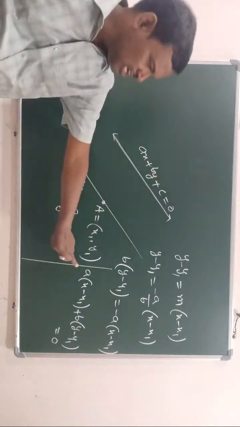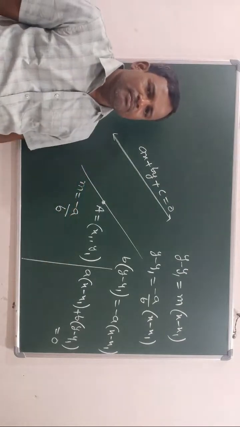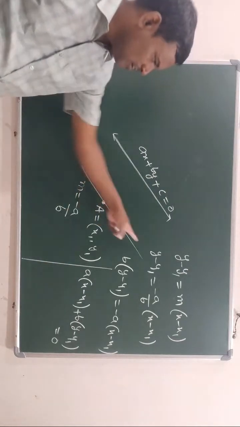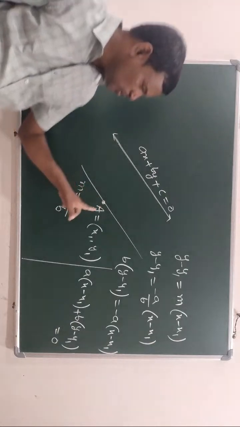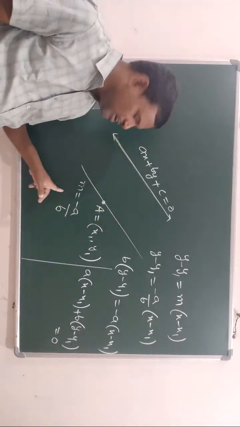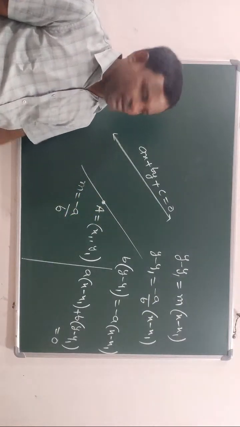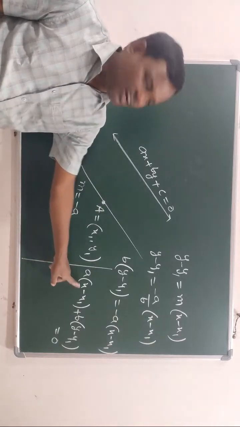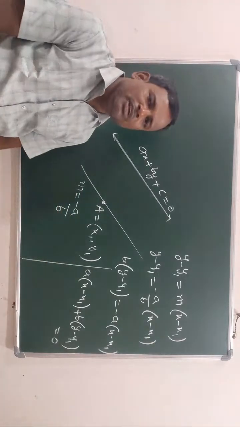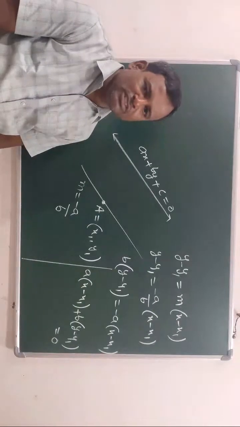So this is the required equation of our line which passes through (x1, y1) and having slope minus a by b. What is that? a of x minus x1 plus b of y minus y1, which is equal to 0.